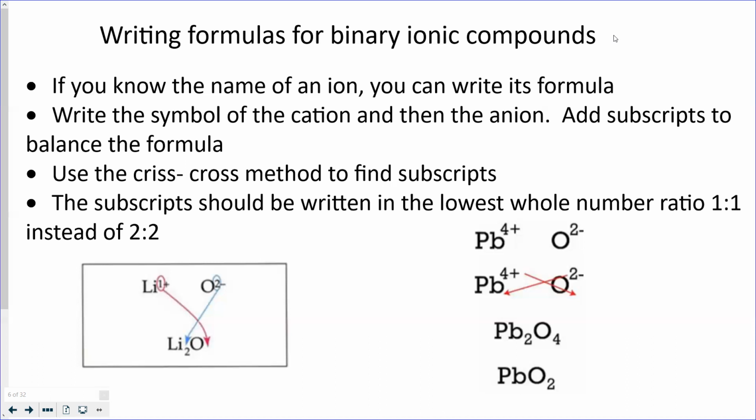And one thing to note is subscripts should be written in the lowest whole number ratio. So it should be a 1-to-1 ratio instead of like a 2-to-2. So if subscripts are divisible by the same number, you need to reduce them. So you can see this from the picture on the right, where we have lead that's a +4 charge, oxide that's a -2. When they crisscross these, we have Pb2O4. Both of those are divisible by 2, so we can reduce them, divide by 2. So our actual formula is going to be PbO2.